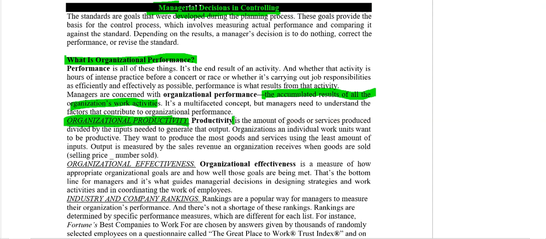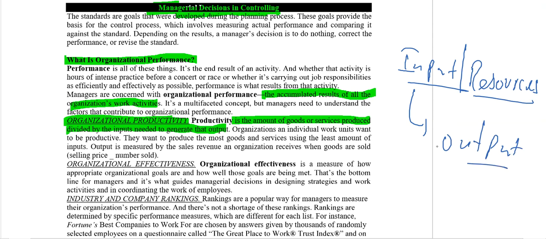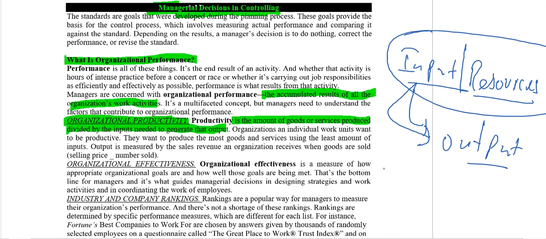Organizational productivity is basically the amount of goods and services produced divided by the input needed to generate the output. Productivity means the amount of total goods produced. It means what input we put in, and after using the input or resources, what output we have produced. After using the input, the output we have produced is called the productivity.